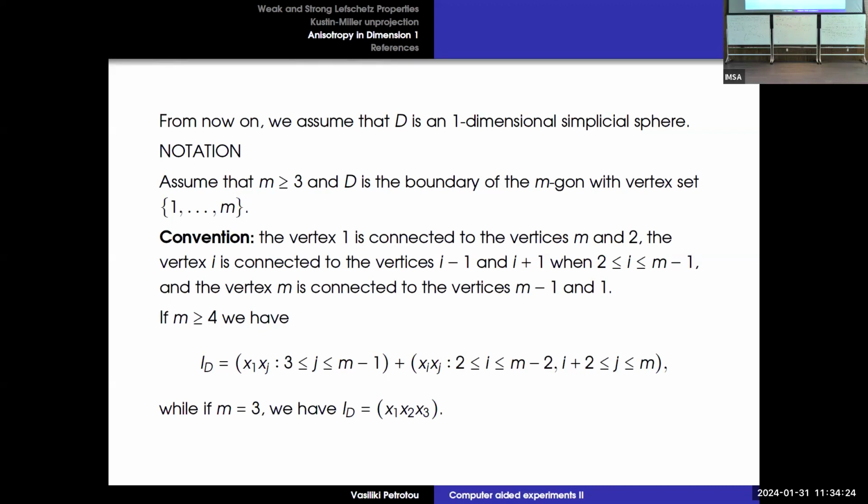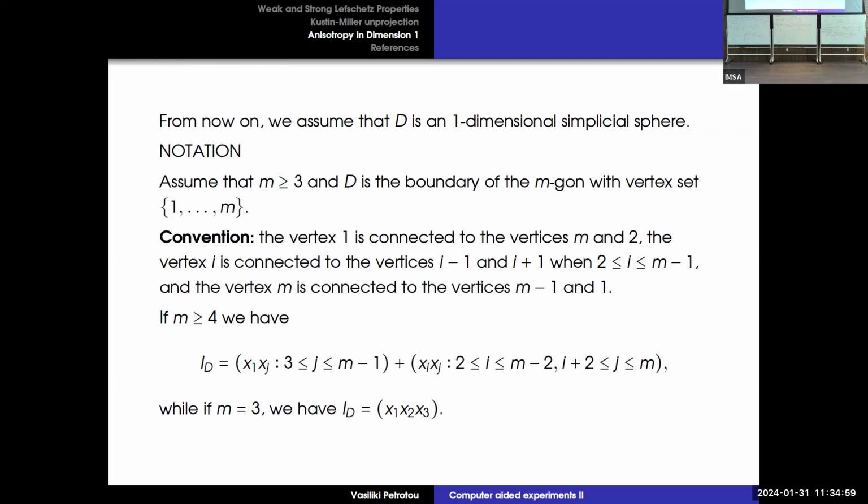So as I said before, for simplicity, we assume that D is a one-dimensional simplicial sphere. In practice, we have a proof for one-dimensional spheres for any field, but I want to give the argument for the general case. That's why I'm focusing here on the one-dimensional spheres, and then we follow our main steps for the general case, but for one-dimensional spheres.